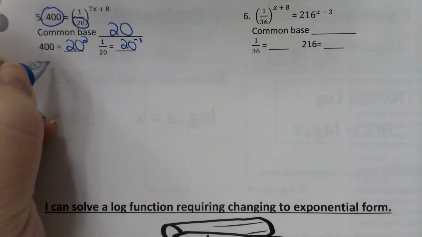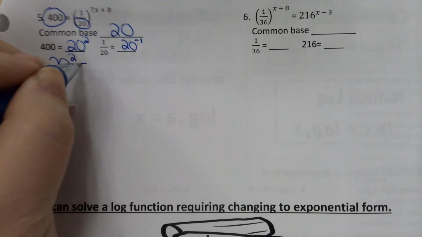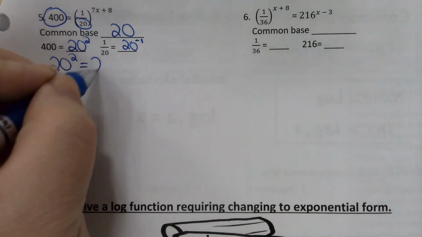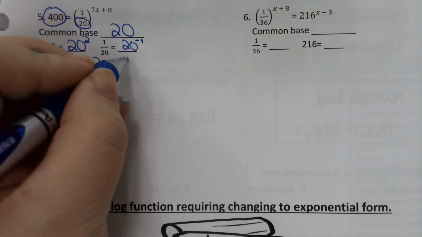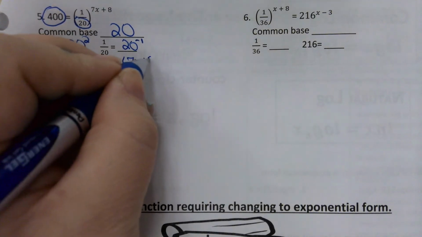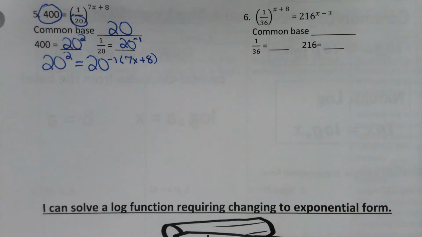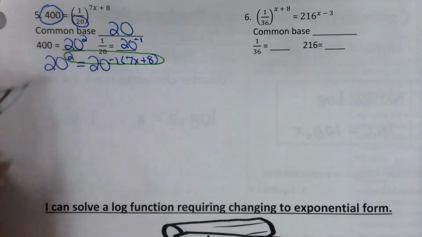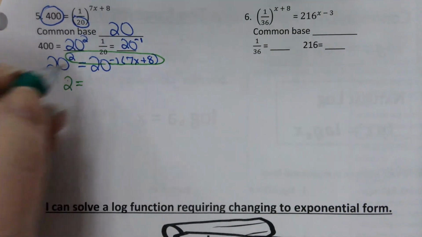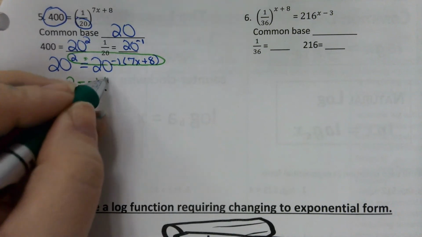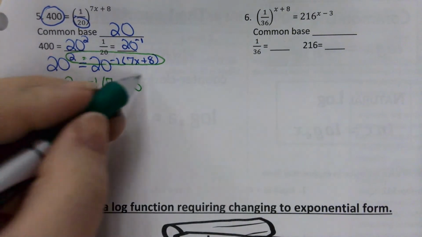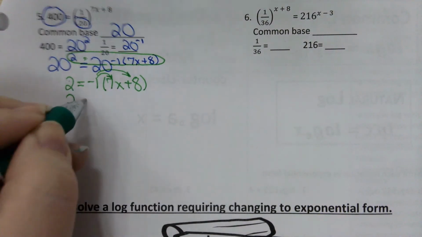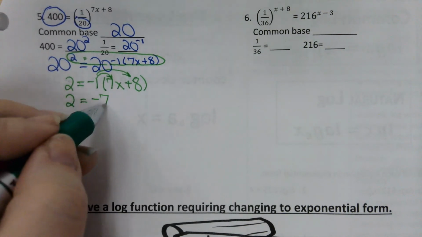We'll replace 400 with 20 squared. And there was no exponent to include in parentheses. Replace 1/20th with 20 to the negative 1, and then put our parentheses around the exponent that was already there. The bases are the same, so we'll set our exponents equal to each other. 2 equals negative 1 times 7x plus 8. Distribute that negative 1 to give you 2 equals negative 7x minus 8.